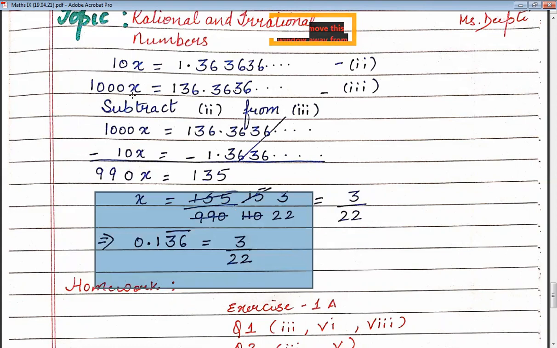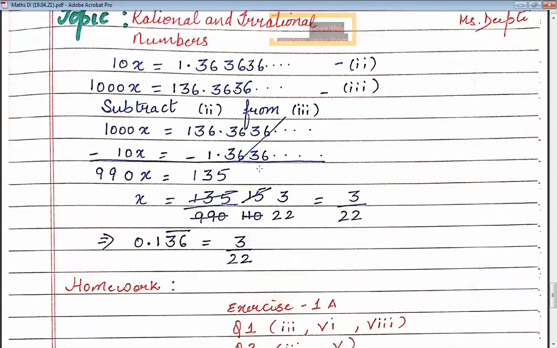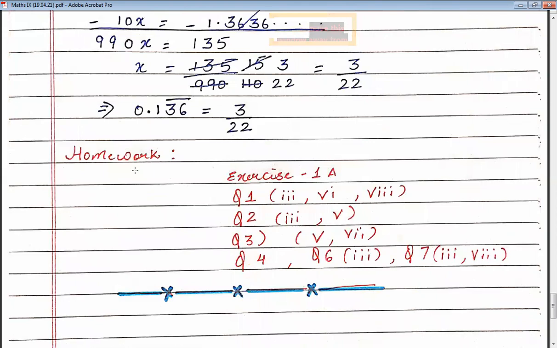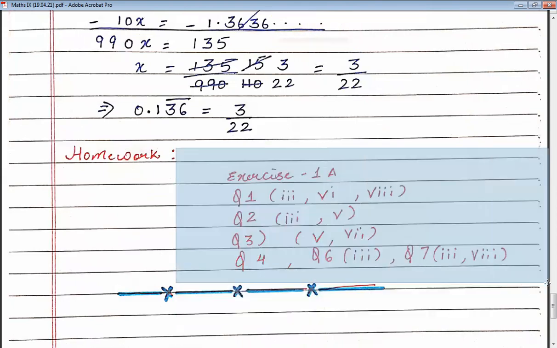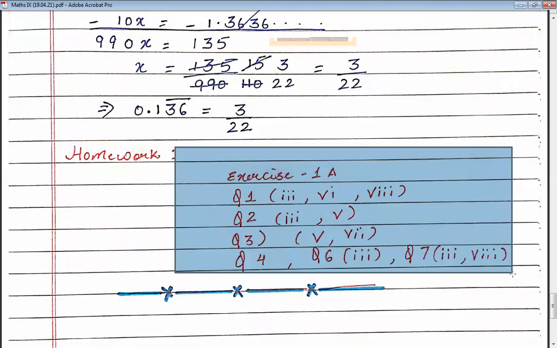Now children, if you have any confusion, please look at the video one more time because this is very important. And after that, please try these questions as your homework. So your homework is exercise 1A. Do all these questions, only the selected parts, in your register.